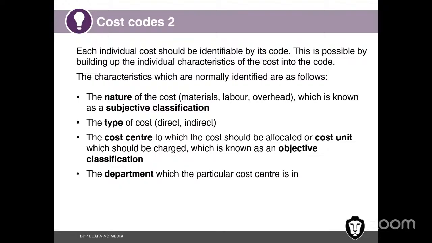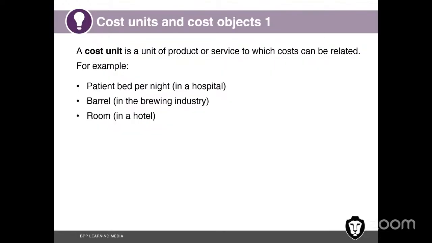And as I said, the department you're in and your type of business affect how the costing will be done. What is a cost unit and what is a cost object? A cost unit is a unit of product or service to which cost can be related, where you can trace the cost. So for example, in a hospital, you can trace the cost to the patient bed per night. All the costs related to that patient on a bed for a night.